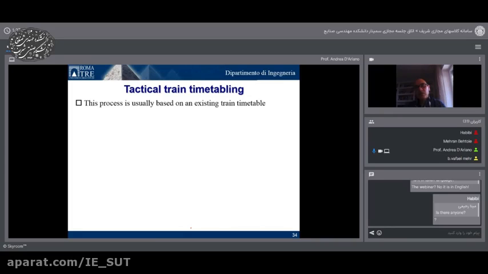Tactical train timetabling is no more real time. It is planning, but it is not strategic planning. It is planning that is very close to operations. This can be done one day before, some days before, a week before. And when you do this planning, you know a lot of information. Even in some cases, you already have an existing train timetable, and you, for example, might want to modify some services in the timetable or add some services in the timetable.